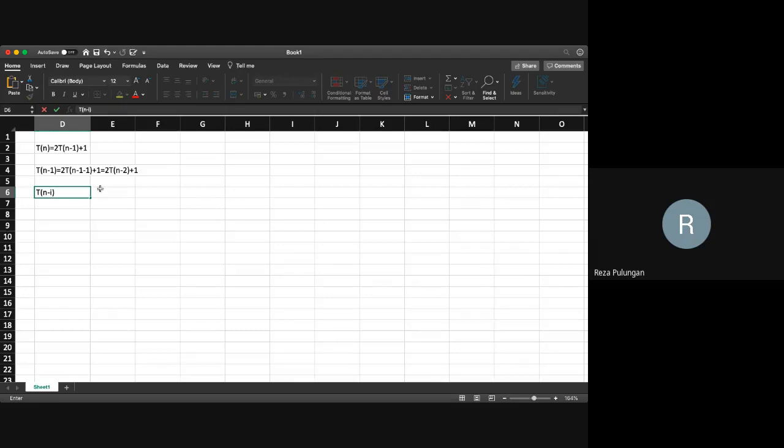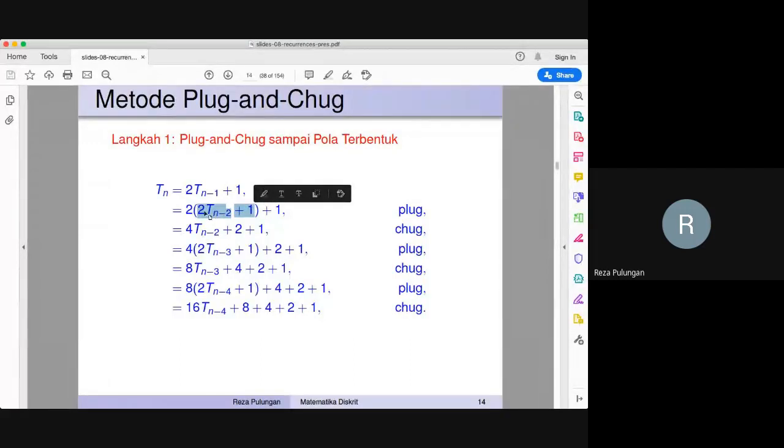Well, Tn minus i will be, replace n here by n minus i. We have here another n, replaced by n minus i, so this will be 2T n minus i minus 1 plus 1. So you see, you get the idea right now. So we continue. That means we replace this Tn minus 1 by this. Tn minus 1, like I showed you previously, will be equal to 2 Tn minus 2 plus 1.